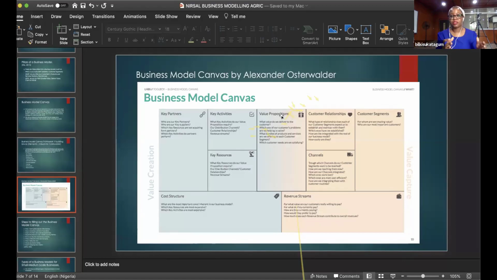Now, the market can be categorized into different aspects. It can be just one local government area. That can be your market. It can be one state itself. It can be a whole region. It can be southwest, southeast, south, just different regions in Nigeria. That is what the market is.